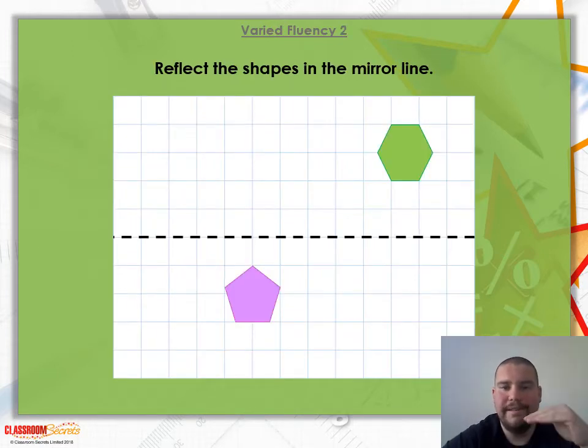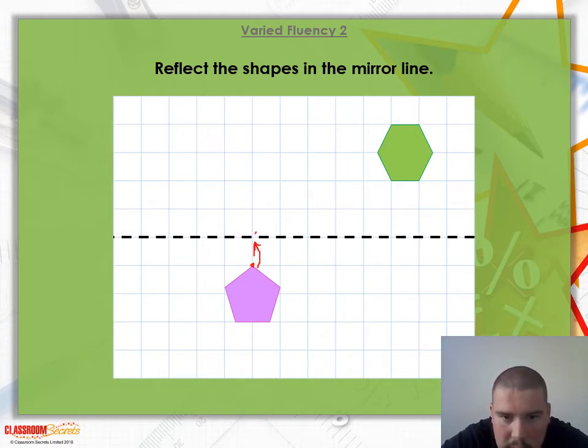Now what you need to do, you need to draw this and reflect the shapes. So for the pink one, we're going to start with, I'm going to do a little dot on this vertex here. I can see that it's 1 square away from the reflection line. So if we do another 1 square away, it's dead in line with the point I've just made. So that would be the first point. And then it goes backwards down 1 square across, or nearly 1 square across and nearly 1 square down.